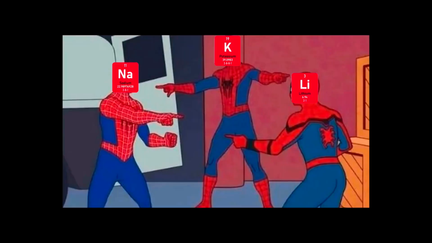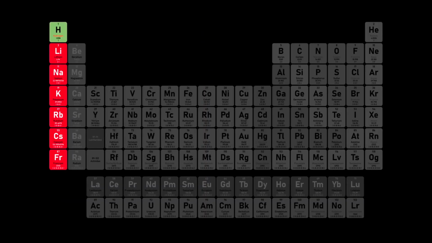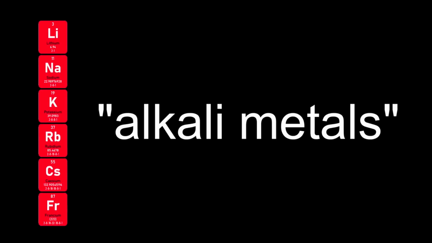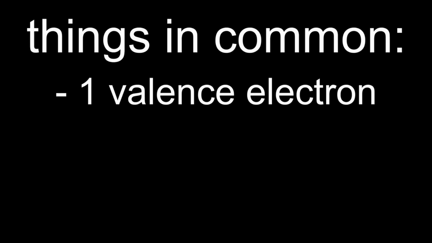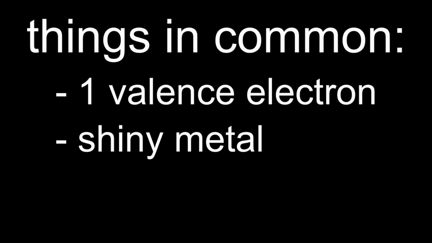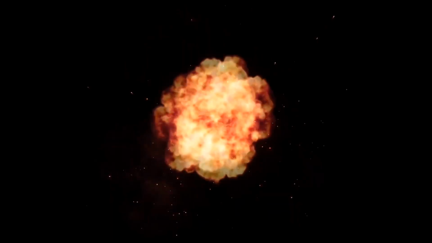Luckily, the transition metals also follow a nice pattern. That was a lie, it's kind of a mess, but that's not so important for now, so we'll get to that later. Elements with the same number of valence electrons tend to show similar behavior in chemical reactions. For example, the first group without hydrogen is called the alkali metals. Here's some things they have in common. They have 1 valence electron, they're shiny metals, they're kind of soft, and they do this sometimes.